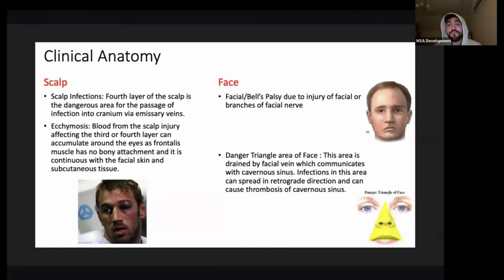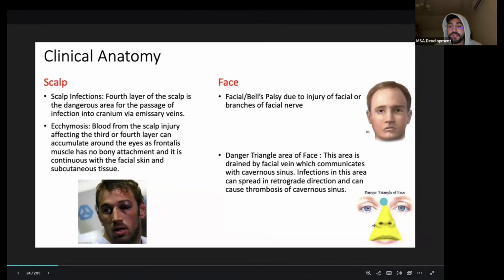Something else that you want to know about the face, if you have an injury or an inflammation to your facial nerve, you could have something we call Bell's palsy. All right, so the patient will have drooping of the face, will not be able to smile properly, as you can see right here. They could also have ptosis as well.